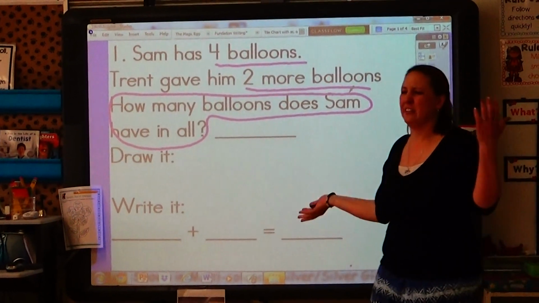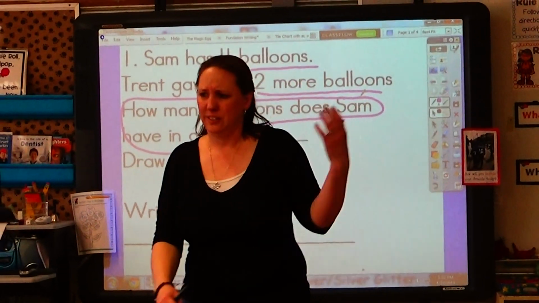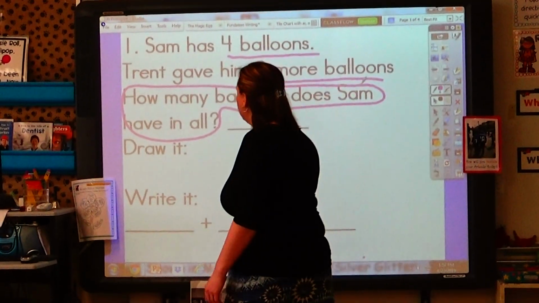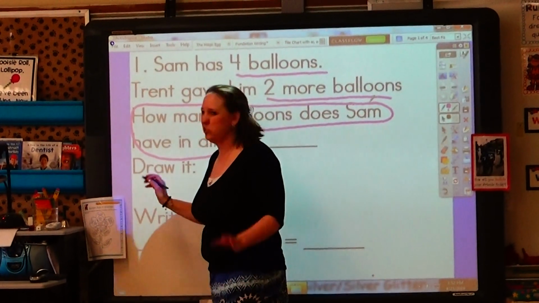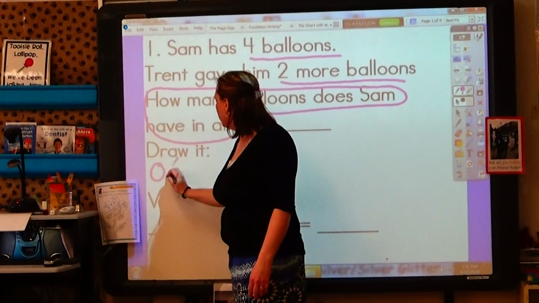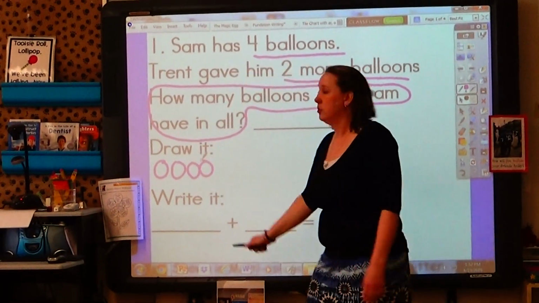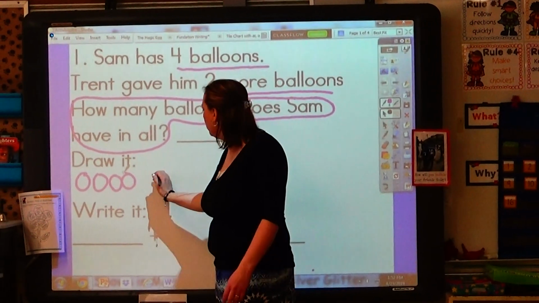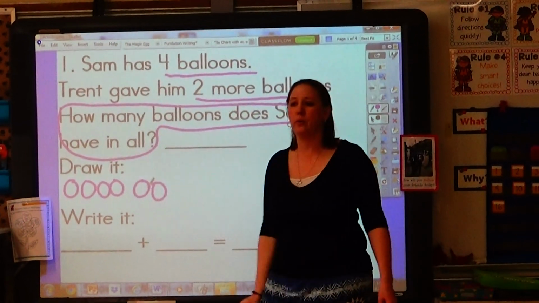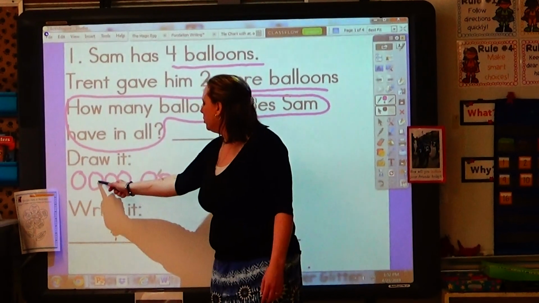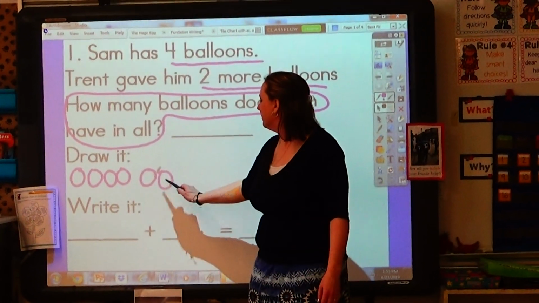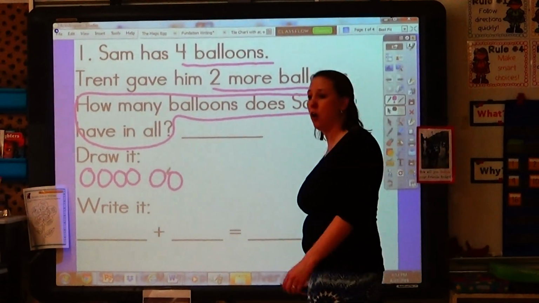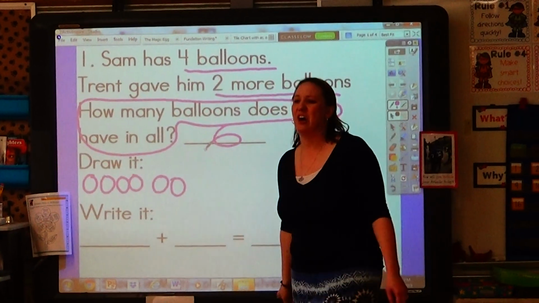All right, so how are we going to figure this out? He has 4. He gets 2 more. How are we going to figure this out? Let's try drawing it. For this one, we'll draw. We're going to draw circles just to make it easy. 1, 2, 3, 4. Those are the 4 balloons Sam has, right? What about the 2 more? Let's add 2 more balloons to that. Now we're going to count. 1, 2, 3, 4, 5, 6. How many balloons does Sam have now in all? 6. You guys are right.